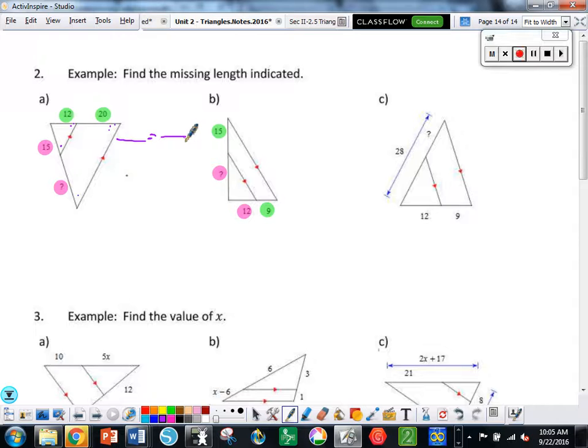All right, 12 over what? 12 over 20. You may not have started it this way. If I put 12 first, I have to put 15 first, x. 12x equals 300. Divide by 12.